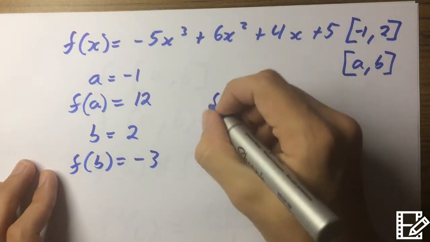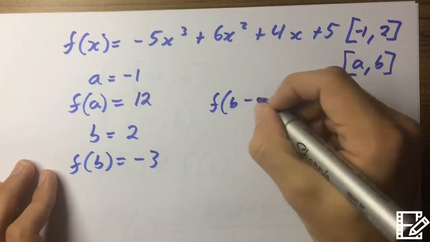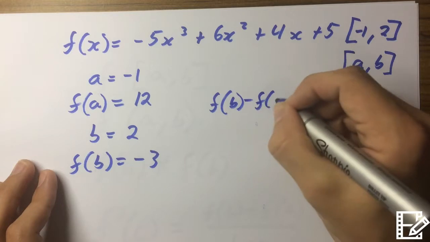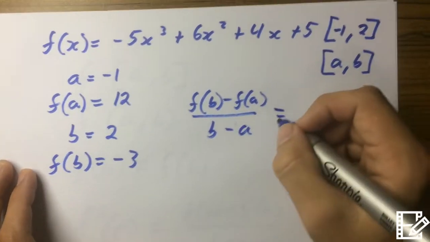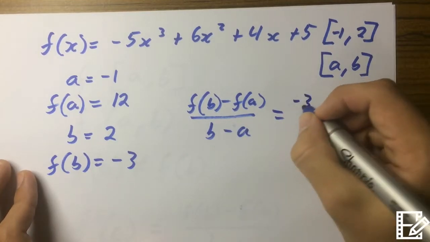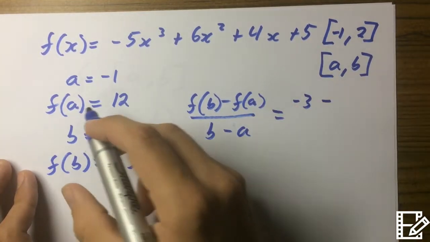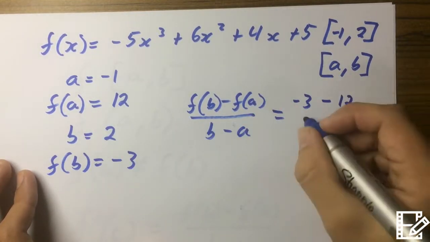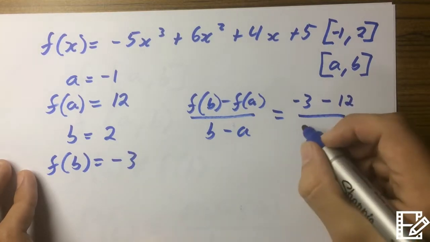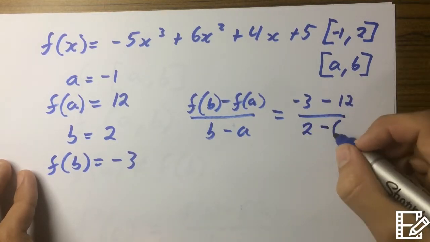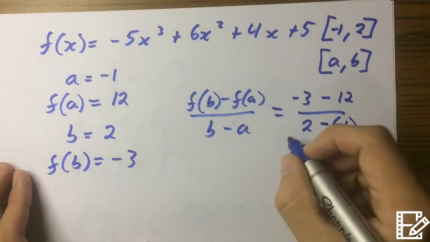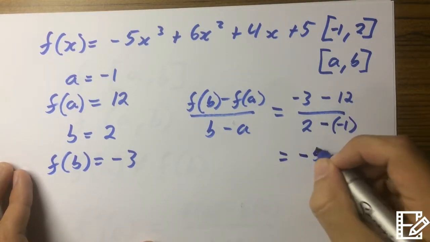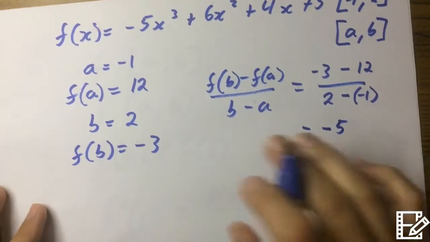Therefore, f(b) minus f(a) over b minus a will now equal f(b), which is negative 3, minus f(a), which is 12, all over b, which is 2, minus a, which is negative 1, which will in turn equal negative 5. Okay, so we have that value.